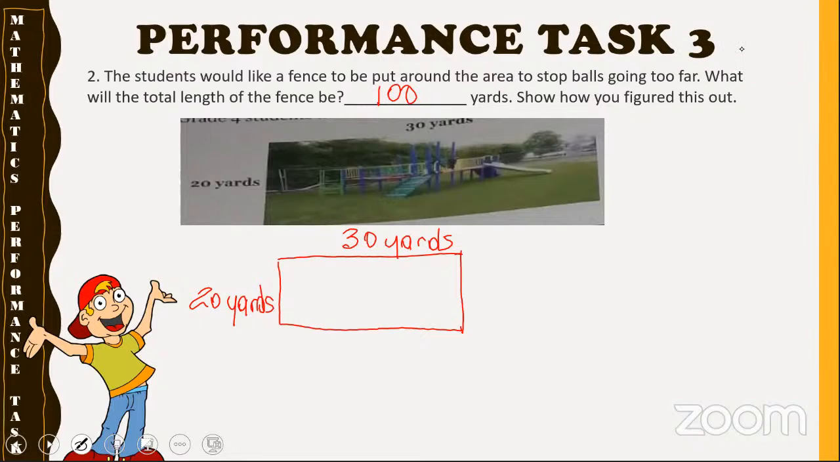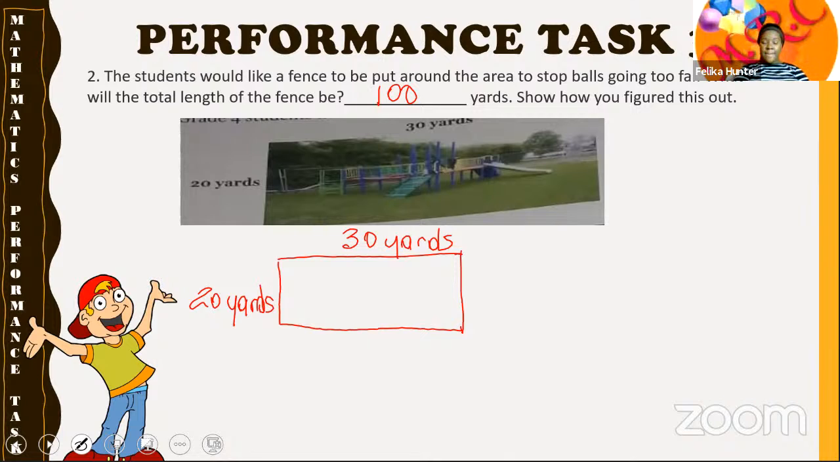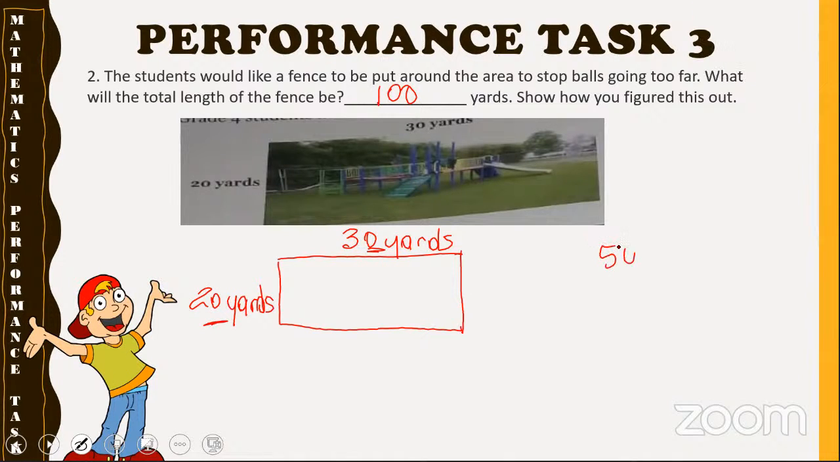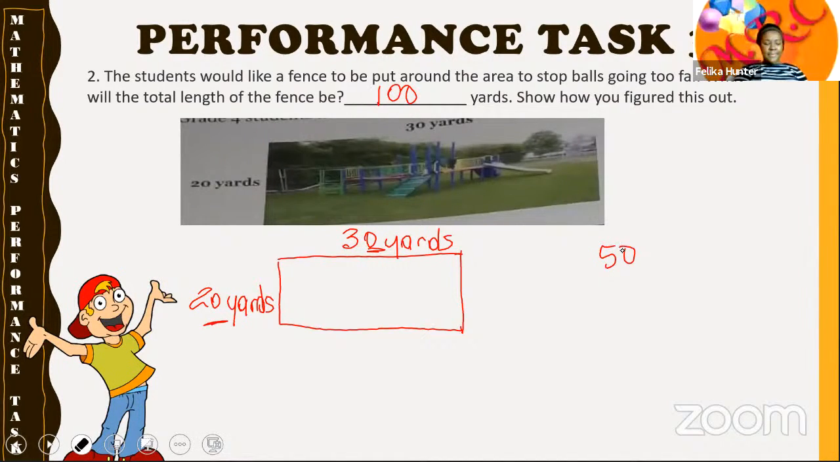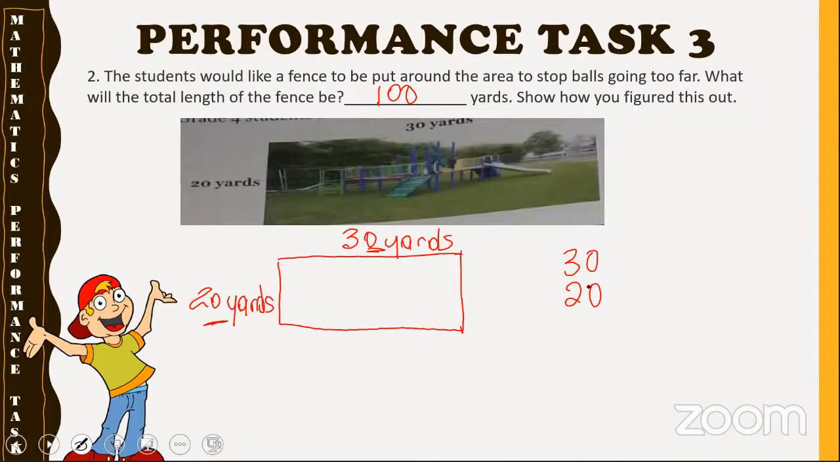Miss, I got it by adding all of the sides. 30 plus 30, 20, 20, and I got 100. But I only see 30 here and 20 there. So that would just be 50. So how did you get the other sides? What did you do to get the value of the other sides? Miss, the sides are equal.